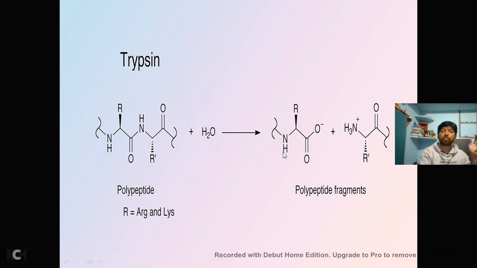Okay, the proteins are broken down into peptides, small polypeptide fragments, by the action of trypsin. This is the function of trypsin. What is the function of trypsin now? Trypsin will break the proteins into fragments of peptides. See here, right? That is the function of trypsin.